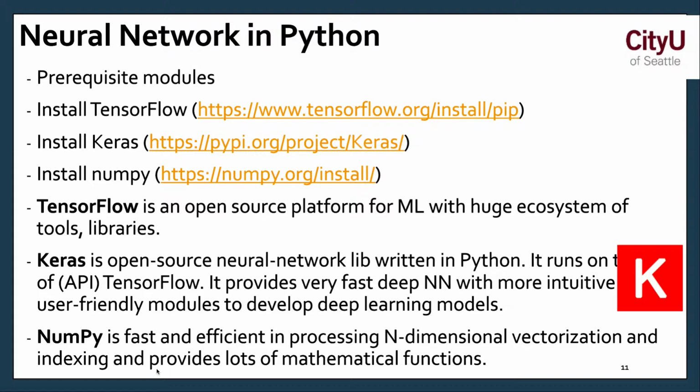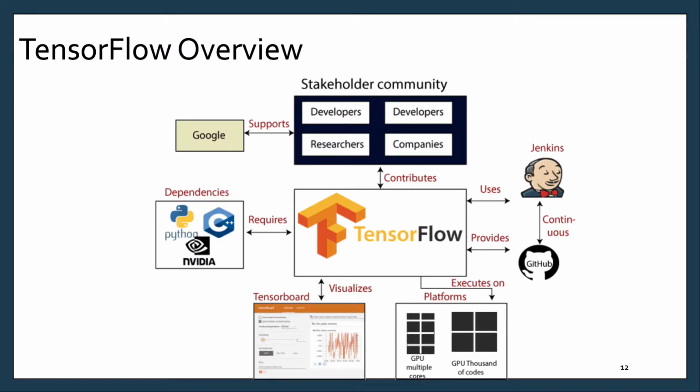Next is NumPy. It's fast and efficient processing of n-dimensional arrays, so it could be 1, 2-dimensional, and x number of dimensional vectorizations and indexing, and it provides a lot of mathematical functions. So, an overview of TensorFlow. In the middle is TensorFlow, and at the top left you would see Google, which supports the community. And who is this community? These are developers, whether they are in companies, researchers, or open source, and they contribute to keep building and maintaining TensorFlow.